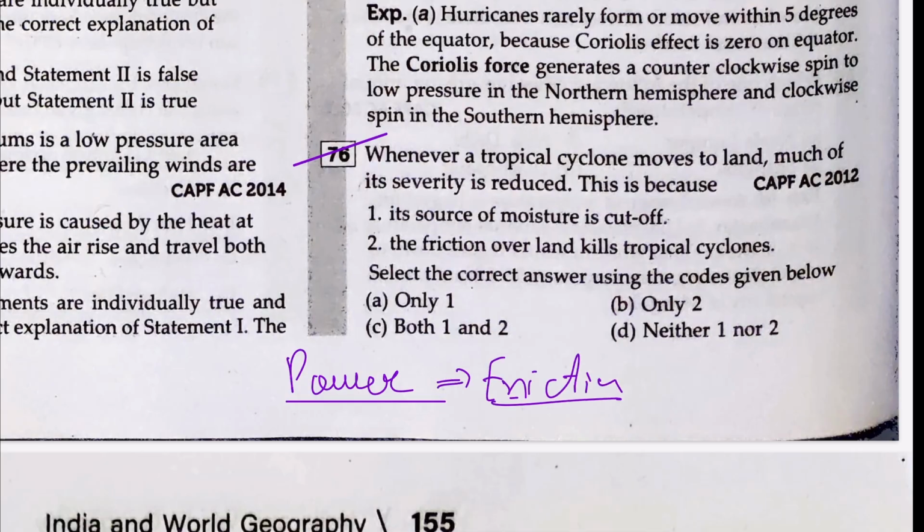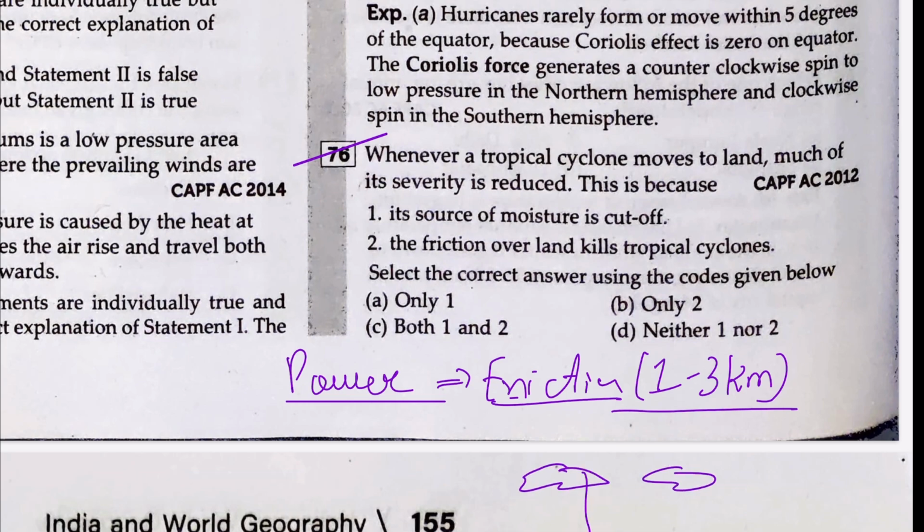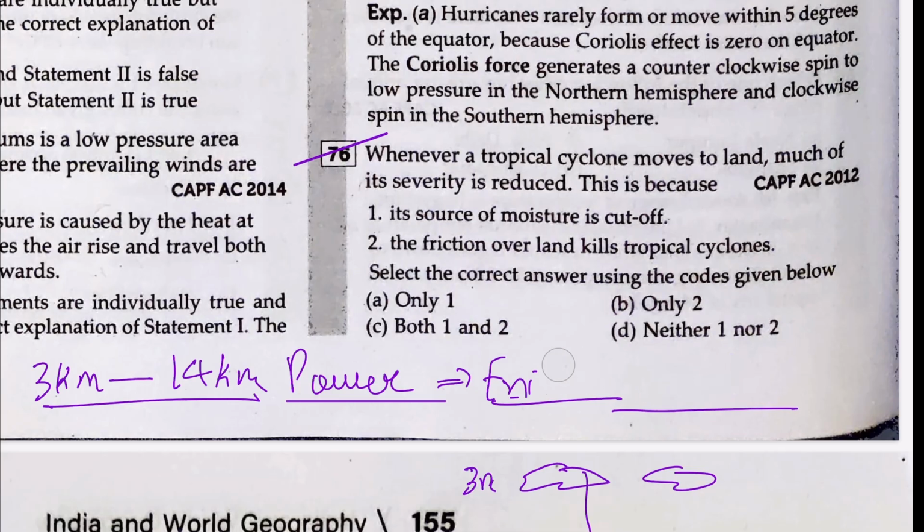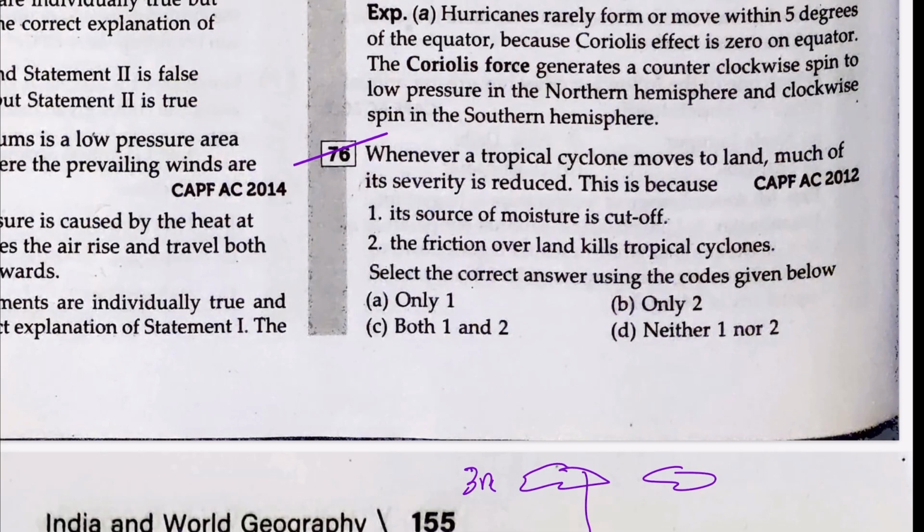As you remember, a frictional force operates only 1 to 3 kilometers above the surface. A tropical cyclone is formed at a height of more than this, above 3 kilometers till the troposphere, so 3 km to 13 or 14 km. So frictional force can reduce the speed but cannot kill it. Only no supply of moisture can kill it.